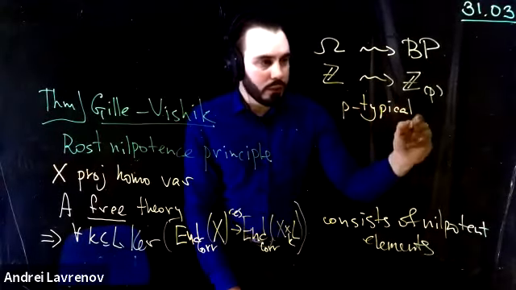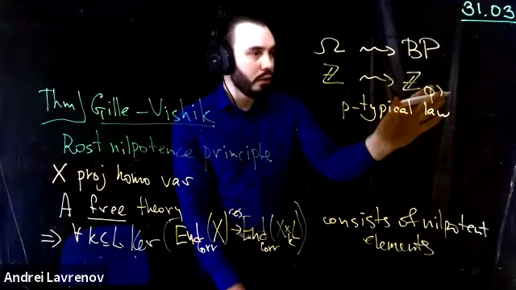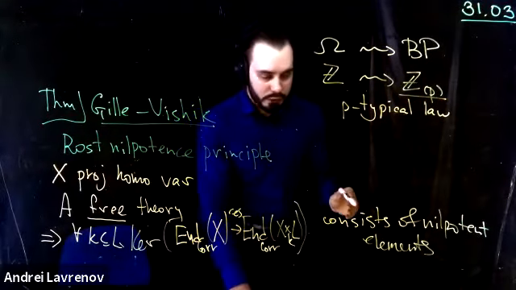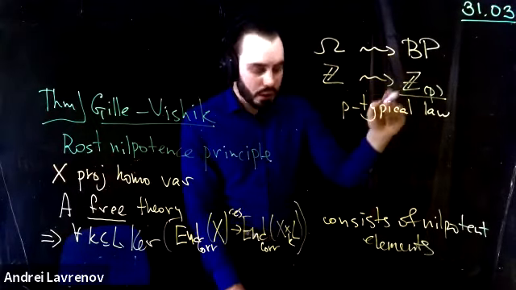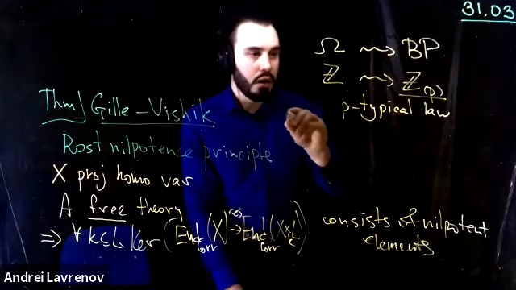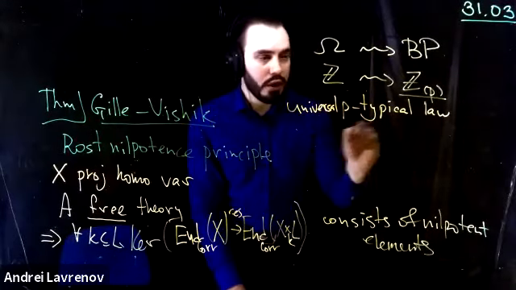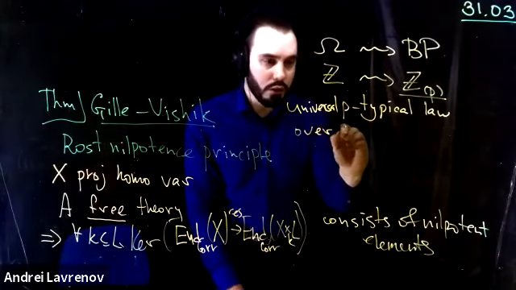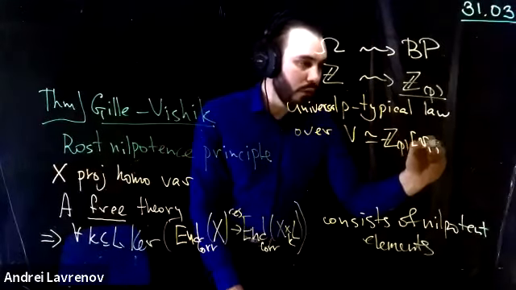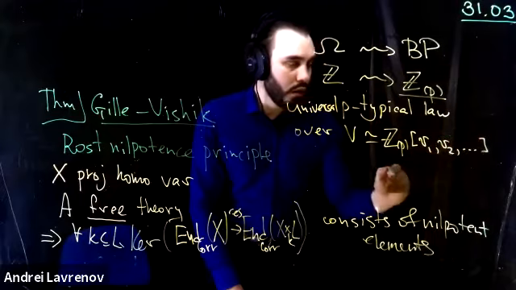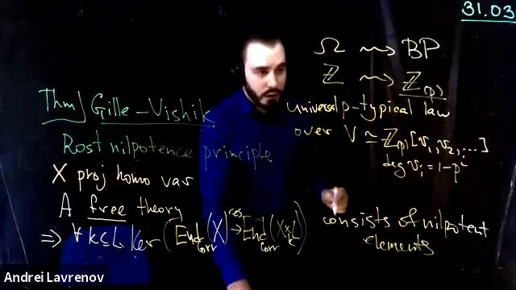I will not recall the definition, but the idea is that when we work over Z_P algebras, we can restrict ourselves to P-typical laws, and instead of the universal formal group law, it's more natural to consider the universal P-typical formal group law, which is over some ring usually denoted by V, which is isomorphic to Z_P with an infinite number of polynomial variables of certain degrees.